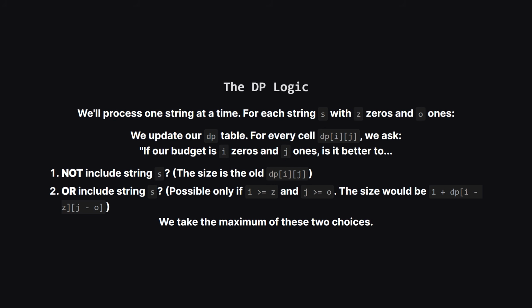So here's the logic. We go through our list of strings one by one. For each string, let's say it costs z zeros and o ones. We then sweep through our entire dp table. For each possible budget of i zeros and j ones, we update our answer. We say, okay, with this budget, what's better? Is it better to stick with the answer we already found before considering this new string? Or, is it better to include this new string? If we include it, our new subset size will be 1, plus whatever the best subset was for the remaining budget, which is the budget i minus z, and j minus o. We just take the bigger of those two options and update the table.